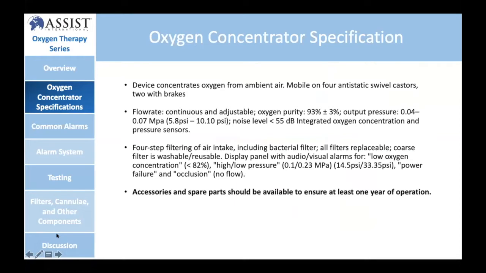And when it comes to flow rate, it should be able to supply oxygen continuously, and the purity level should be 93% plus or minus 3, which means from somewhere 90% to 95-96%. Okay, and of course the output pressure more or less close to the atmospheric pressure, which is from 6 to 10 psi. And of course, the noise level: the exhaust air goes through the muffler, and that should not produce too much sound. So it should be below 55 decibels.